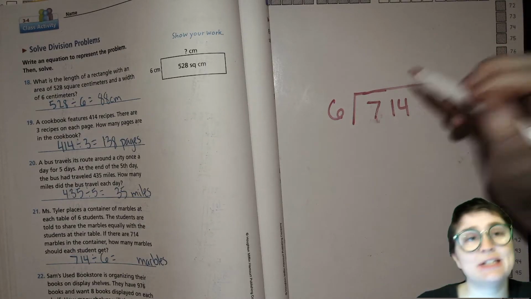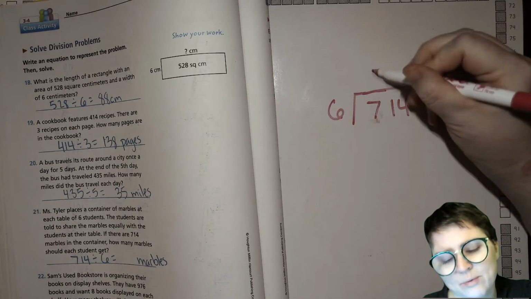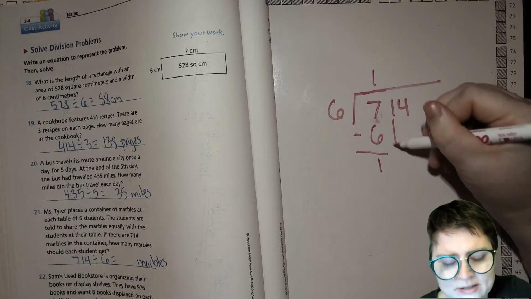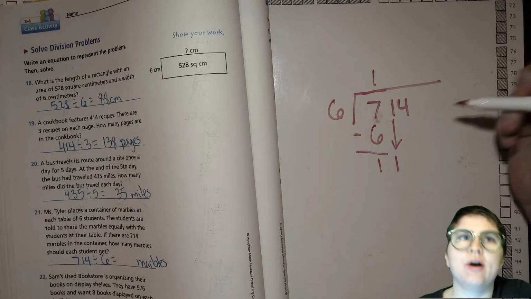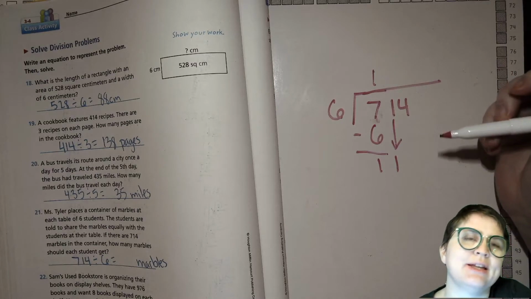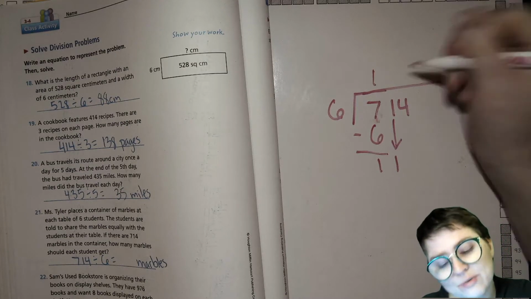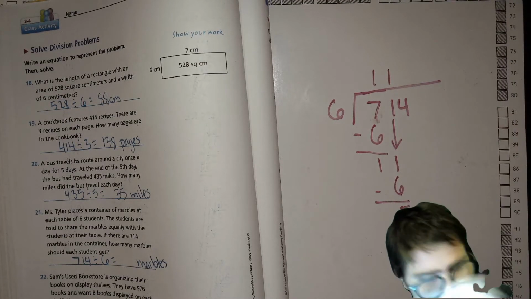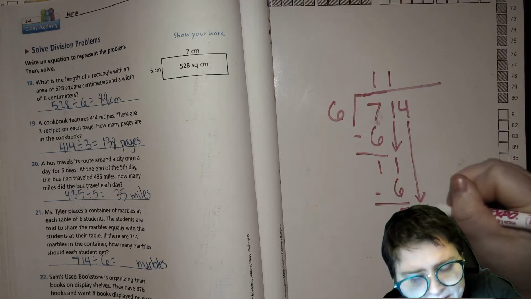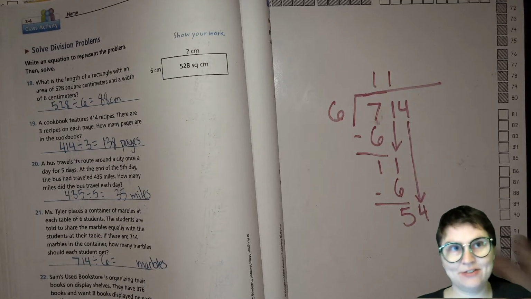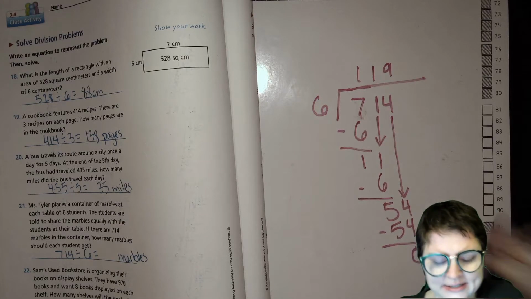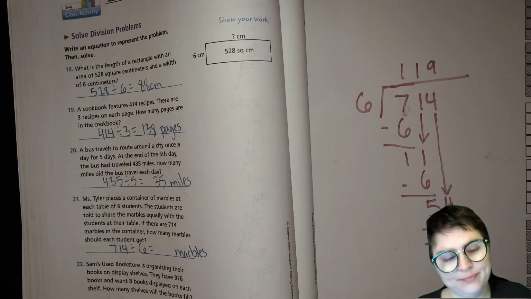6 goes into 7 how many times? You can have 1 6 inside of 7, and it is 6. Difference is 1. Bring it on down. 1. You can almost have 2 6s inside of 11, but then that would be 12, so it's a little bit too big. So you can only have 1 6 inside of 11. The difference is 5. Bring down that 4. What do you multiply by 6 to get 54? Math fact. 9. 54. Subtract 0. Boom. So 119 marbles.